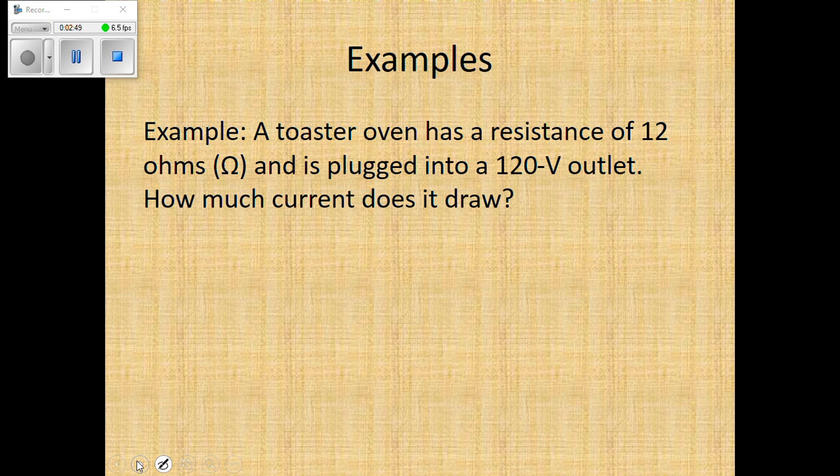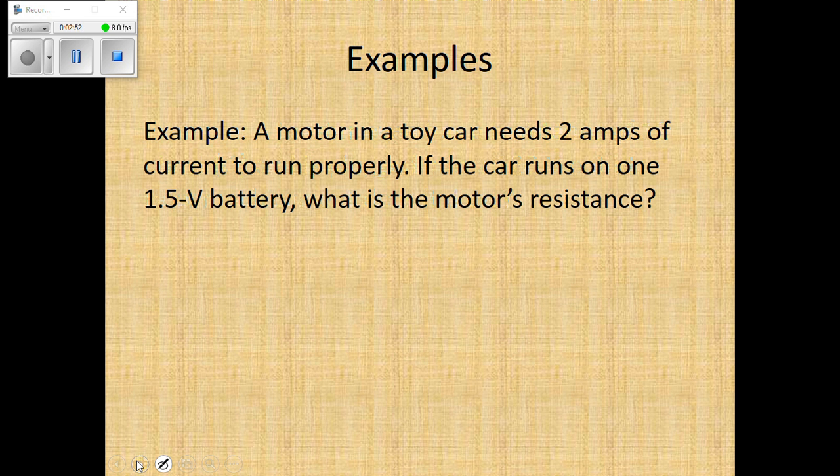Okay, so let's go through the next example. A motor in a toy car needs 2 amps of current to run properly. If the car runs on one 1.5 volt battery, what is the motor's resistance? Okay, so again, we're looking for finding the resistance. And we're told that it needs 2 amps, so that's the current is equal to 2 amps. Okay. And we're told that we've got 1.5 volt batteries. Remember, batteries provide the voltage, so our voltage is going to be 1.5 volts.